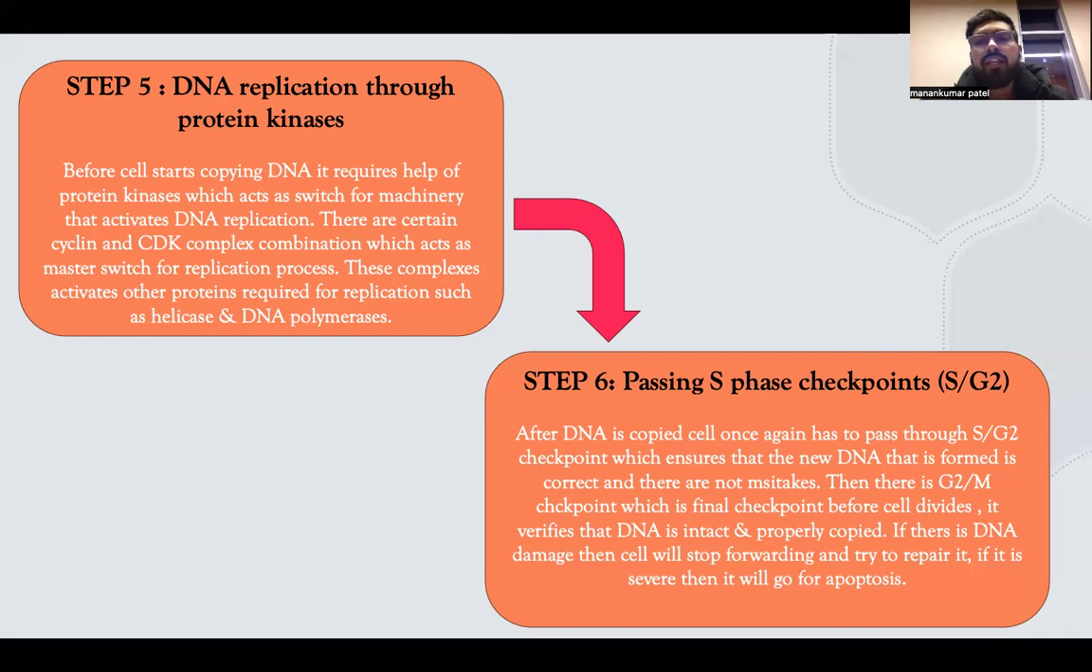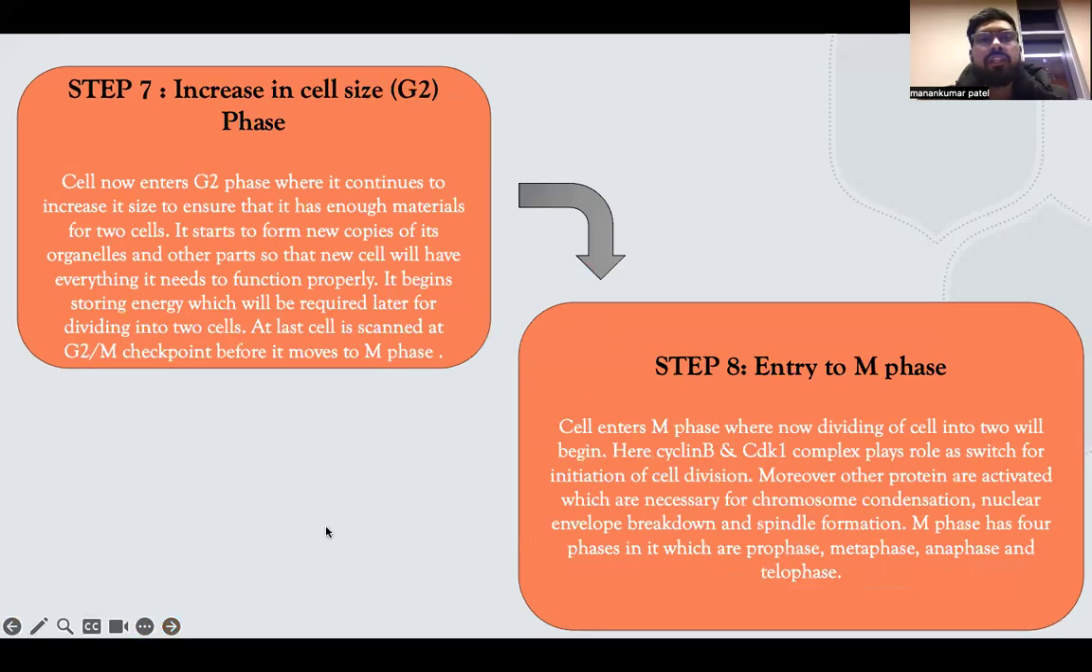The cell will eventually die itself. Now move on to our step 7, which is increase in cell size, G2 phase. Now the cell enters G2 phase where it continues to increase its size to ensure that it has enough materials for two cells. It starts to form new copies of its organelles and other parts so that the cell will have everything it needs to function properly. It begins storing energy which it will require later for dividing into two cells. At last, the cell is scanned at the G2M checkpoint before it moves to M phase.